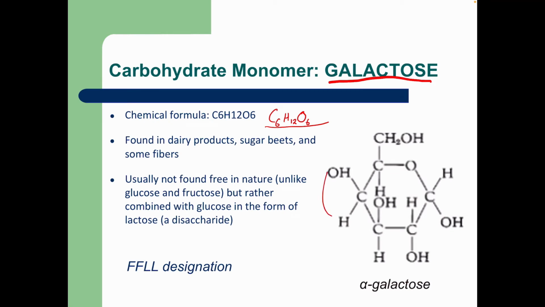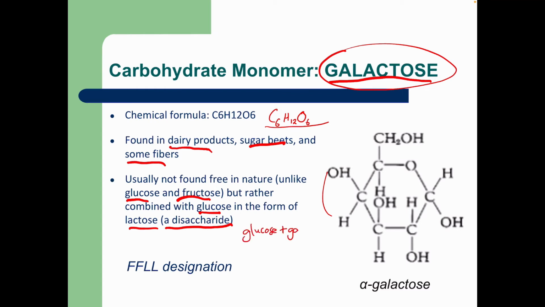So galactose is found in dairy products, sugar beets, and some fibers. Galactose is usually not found in nature, unlike glucose and fructose, but rather combined with glucose in the form of lactose, which is the disaccharide. So galactose individually is usually not found, but it's usually combined with glucose to form lactose. So you'll see glucose. We'll talk about this later, but lactose. These are commonly tested things on your intro biochemistry or biology, so just keep that in mind. Again, this is alpha galactose, and there are variations.